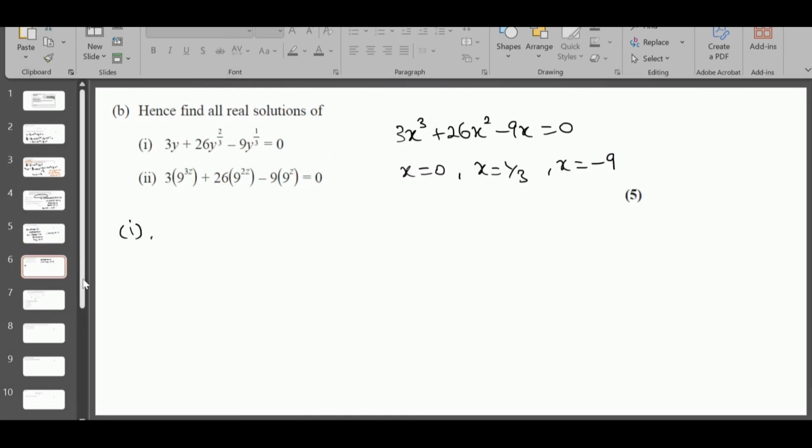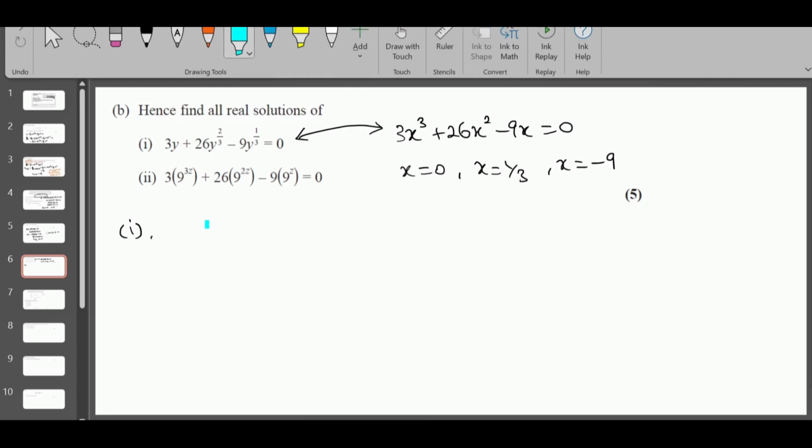When you compare these two equations, they look exactly the same. The only difference is that in the place of x, you have y power 1 over 3. So we are going to take these solutions and replace x by y power 1 over 3. So y power 1 over 3 is 0, y power 1 over 3 is 1 over 3, y power 1 over 3 is minus 9, right?